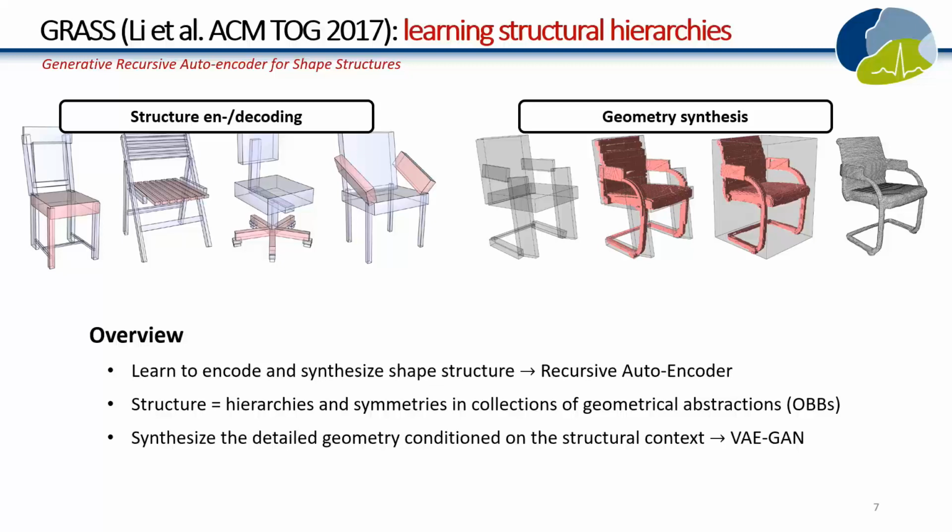So you have a neural network which is in charge of recursively building these hierarchies until you have a representation for the whole chair or the whole object you're interested in. And once you have this code for the structure, you use it to generate the fine-grained geometry. So the fine-grained geometry will be encoded and decoded conditioned on the high-level structure.